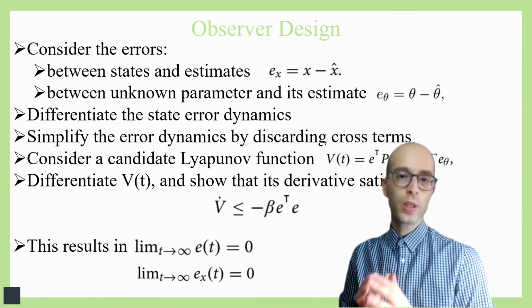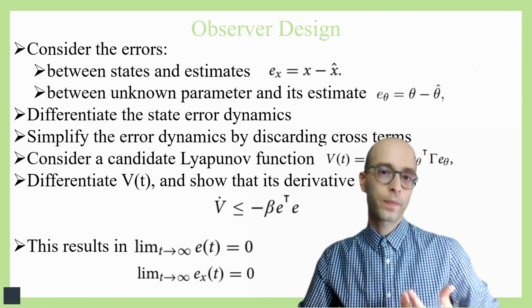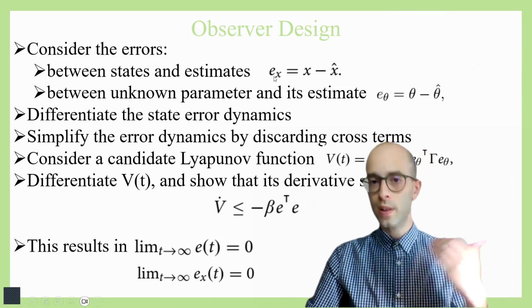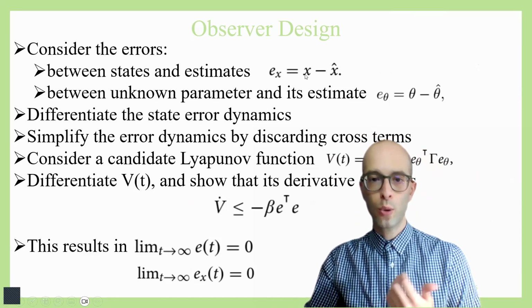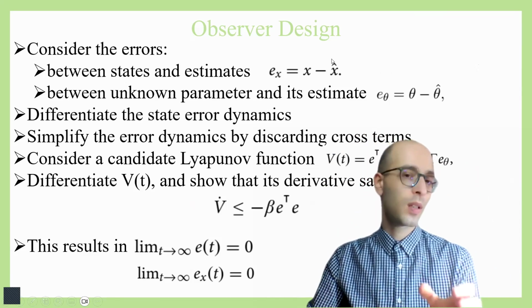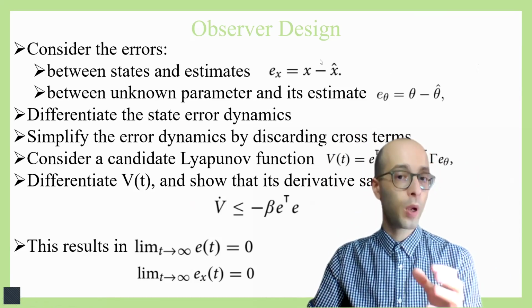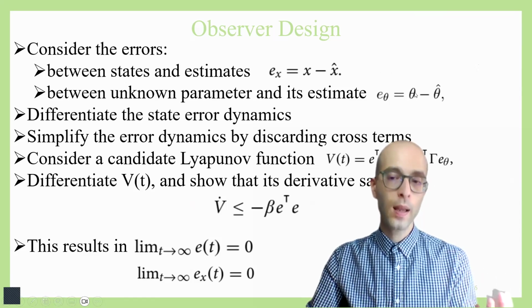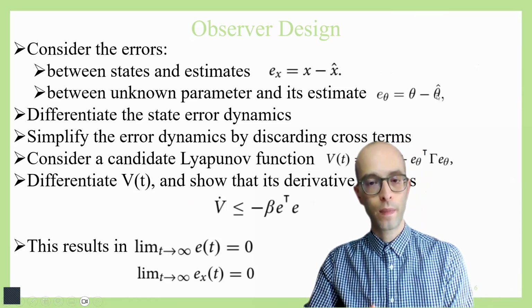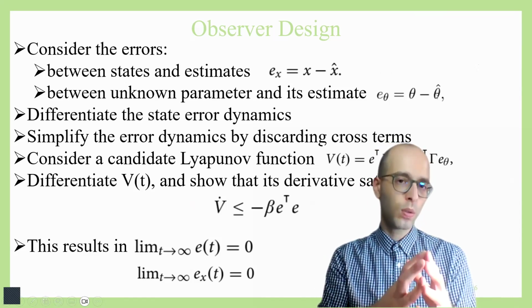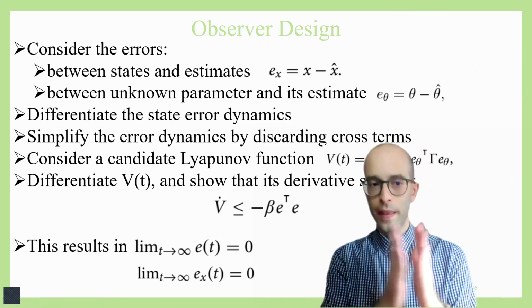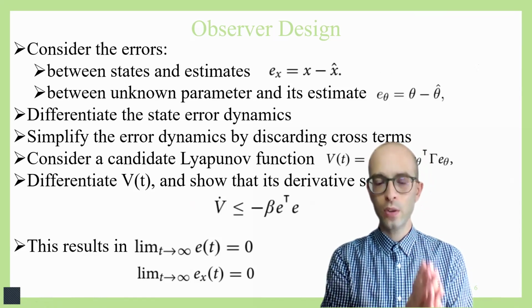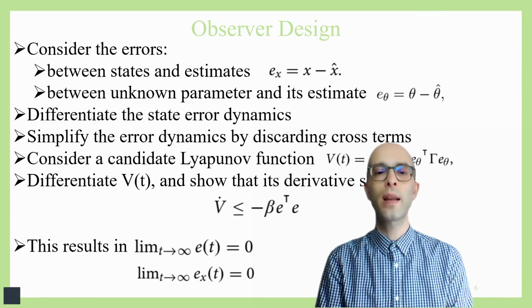We start by considering the error between the state of the system and the estimates, so x minus x hat. Since this is an adaptive observer, we also consider the error for the estimate of the unknown parameter, so we have theta minus theta hat. This is the first step. We compute these errors. Then we differentiate, so we take the derivative of this error dynamics.